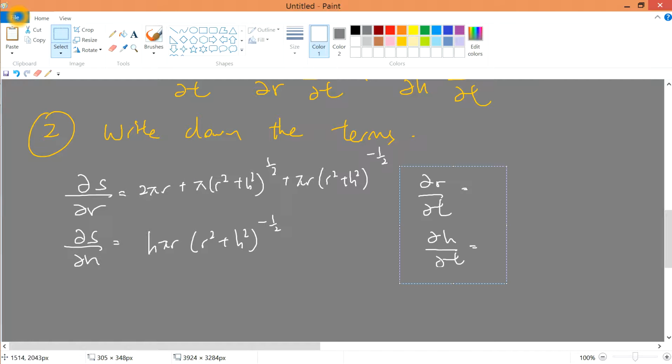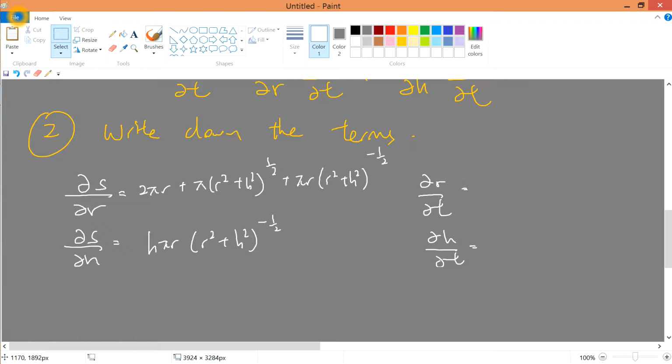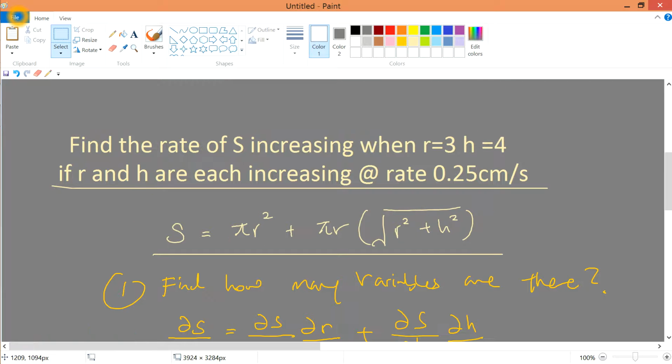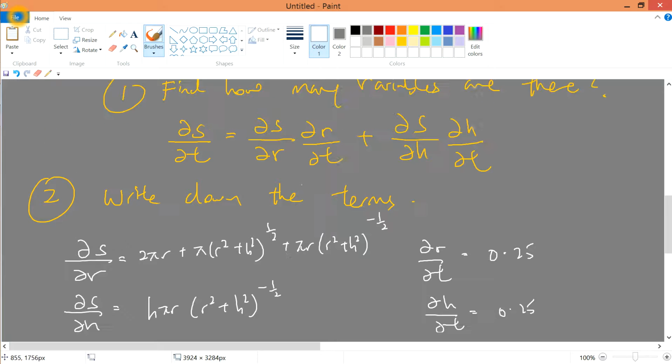Now we're gonna elaborate this one. So partial r over partial t and partial h over partial t is r and h differentiated in terms of t. So the question itself has already told you that r and h are each increasing at a rate, so this means that r and h are changing in terms of time. Alright, so if they're changing in terms of time, you're talking about these things. Therefore, individually they are 0.25, and we can just write it down as 0.25, and this is it. We have the terms written down, and therefore we're just filling the blanks now, right?